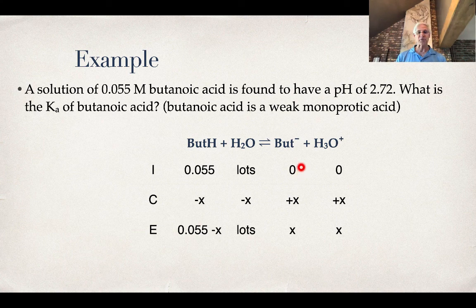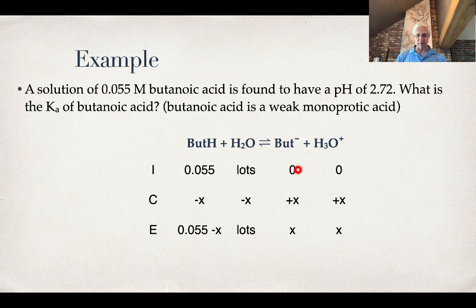Before equilibrium starts, we have 0 of the butanoate ion, the Bu minus, and we have 0 of the H3O plus. Okay, how much is going to dissociate? We don't know. We're going to call that minus X. So I'm going to lose X amount of the butanoic acid. I'm going to gain X amount of the butanoate. I'm going to gain X amount of the H3O plus. Again, because I have a 1-to-1-to-1 stoichiometric ratio, which is normal, these are all going to be minus X, plus X, and plus X. You just have to keep track of what's minus and what's plus.